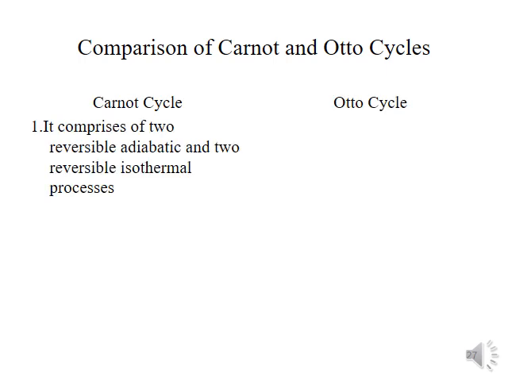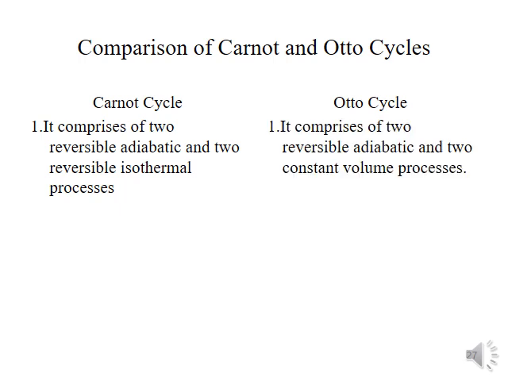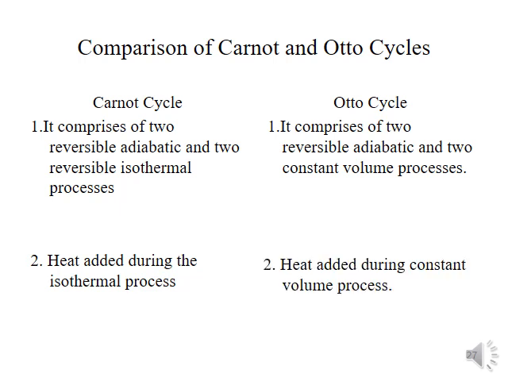Next is the difference between the Carnot cycle and the Otto cycle. Whenever the question asks for a comparison of any cycles, first we have to draw the PV diagram and the TS diagram for both the cycles. The Carnot cycle comprises two reversible adiabatic and two reversible isothermal processes, whereas the Otto cycle comprises two reversible adiabatic and two constant volume processes. Here the heat is supplied during the isothermal process, whereas in the Otto cycle heat is supplied at constant volume. That's why we call it a constant volume process also.